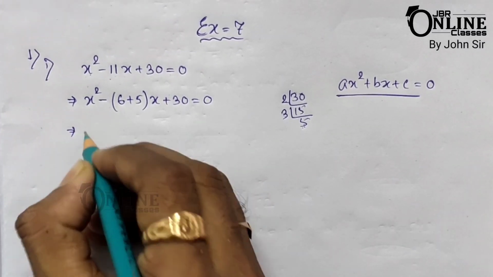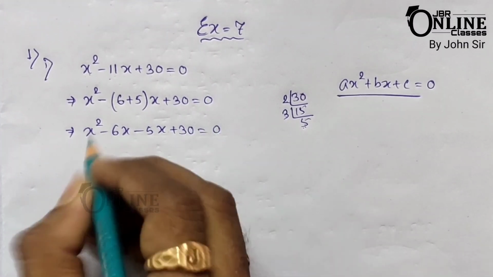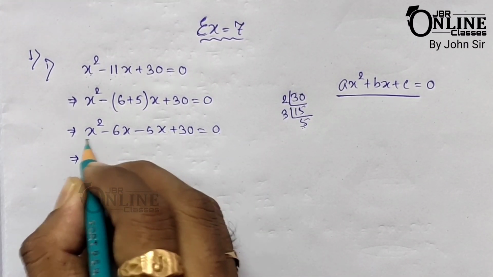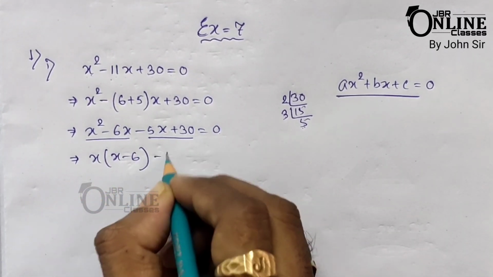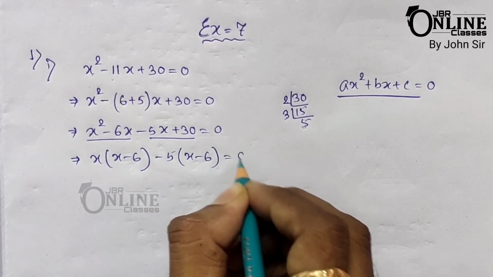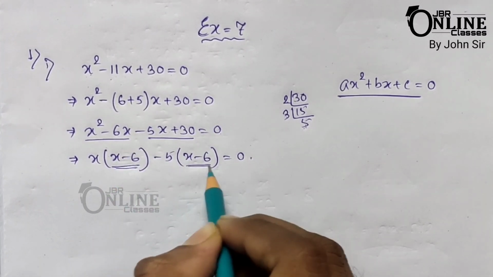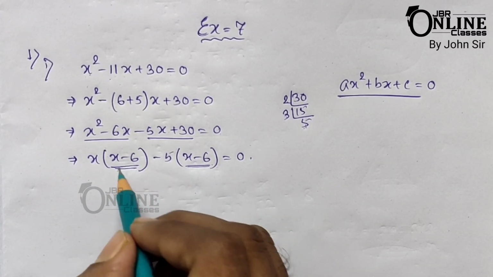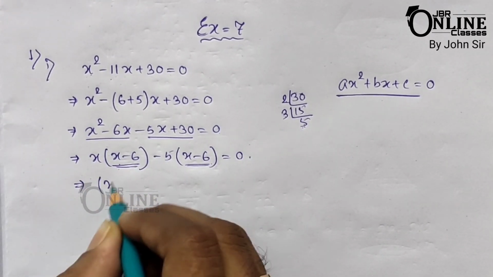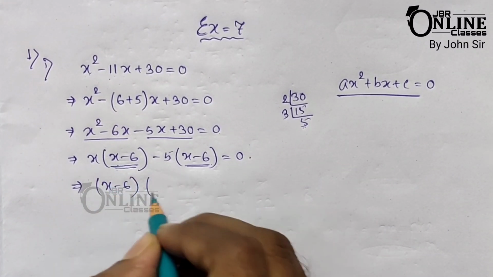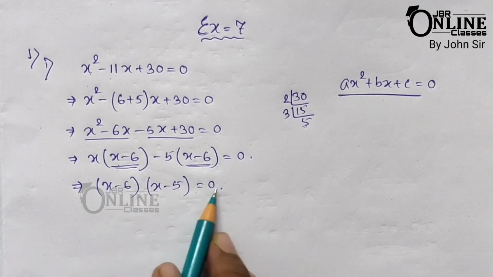So next, x square minus 6x minus 5x plus 30 equal to 0. Now x will be common from the first two terms and 5 from the second two. From the first two, x will be common, x minus 6, then 5 will be common, x minus 6 equal to 0. Now the second tip, you have to always remember that these two portions will always be identically the same, that means the sign and the number. So just write down x minus 6 and then write the rest, x minus 5. So x minus 6 into x minus 5 equal to 0.